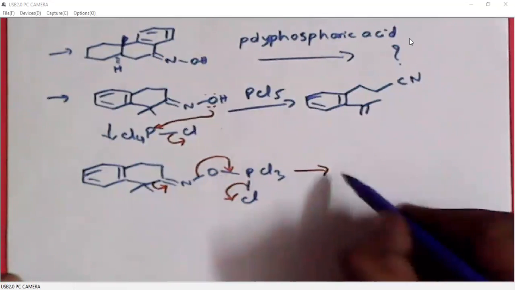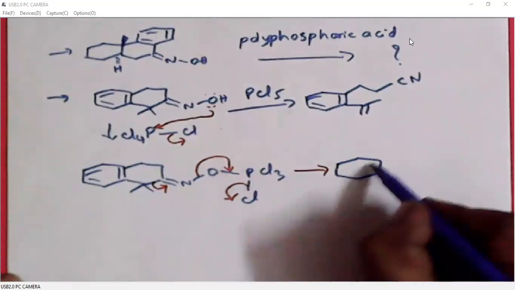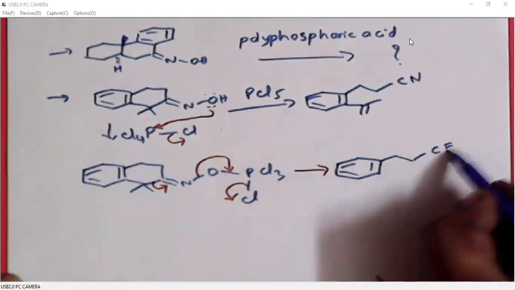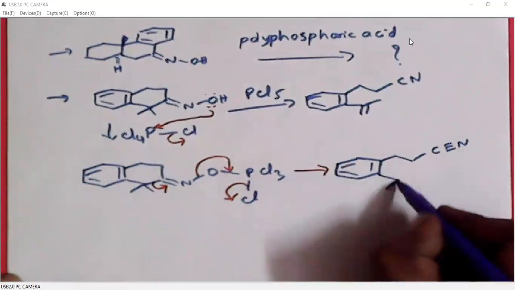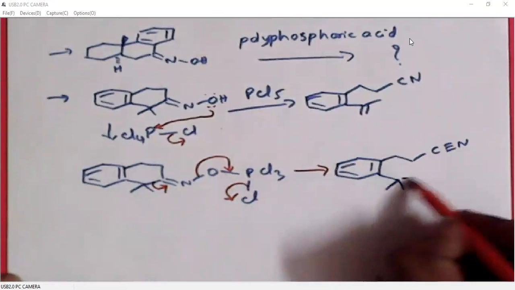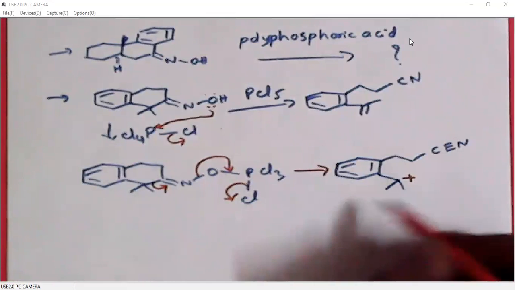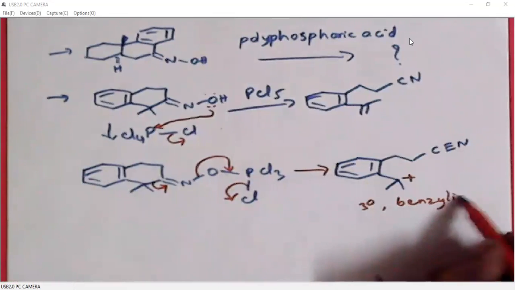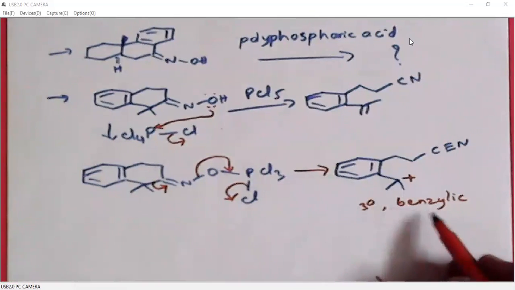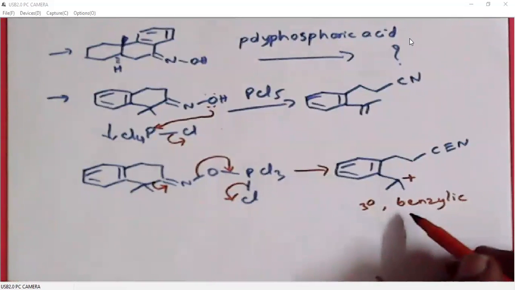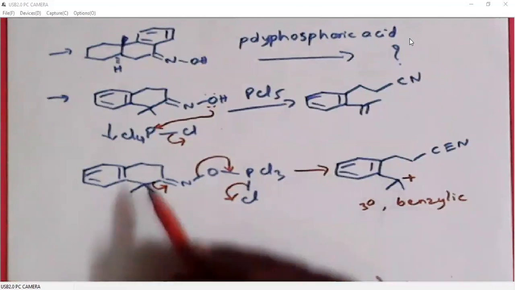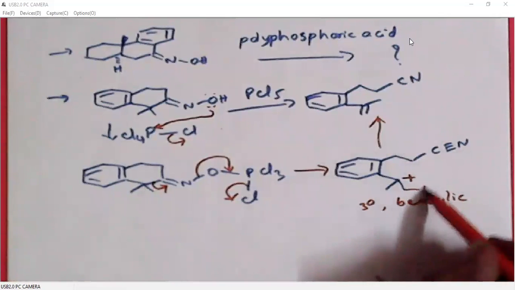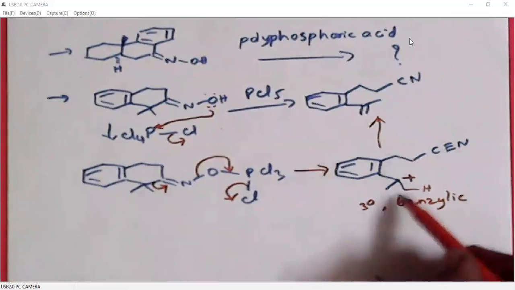Now why is this bond breaking here? What is the driving force behind this? 1, 2, 1, 2, and then we have C triple bond N. When we break this bond, what we are generating is a carbocation. This carbocation is tertiary, and at the same time it is benzylic. It is tertiary and benzylic, so it is a more stable carbocation. Because of its stability, we can easily break this bond. Okay, so then a proton loss from this carbon will generate this double bond.